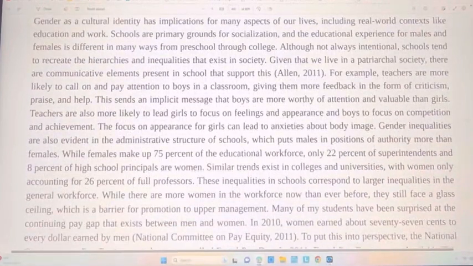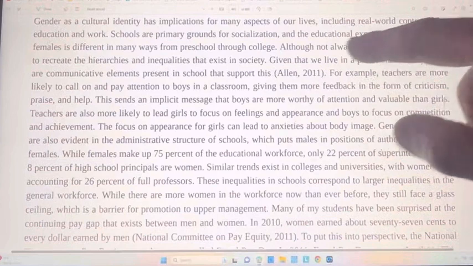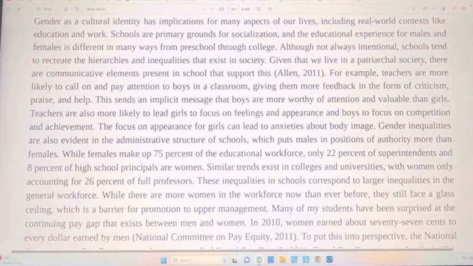Gender as a cultural identity has implications for many aspects of our lives, including real-world contexts like education and work. Schools are primarily grounds for socialization, and the educational experience for males and females is different in many ways from preschool through college. Although not always intentional, schools tend to recreate the hierarchies and inequalities that exist in society. Given that we live in a patriarchal society, there are communicative elements present in school that support this.